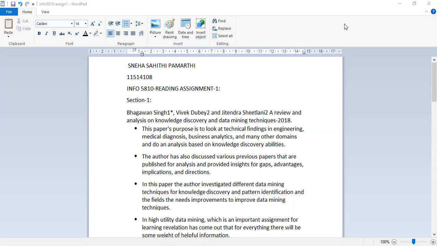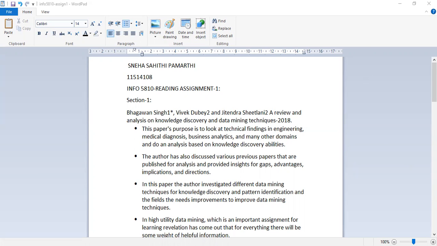Now, the authors have also discussed various previous papers that were published for analysis and provide insights for gaps, advantages, future implications, and directions. And in this paper, the authors investigated different data mining techniques, knowledge discovery and pattern identification, and the fields that need improvement to improve data mining techniques.